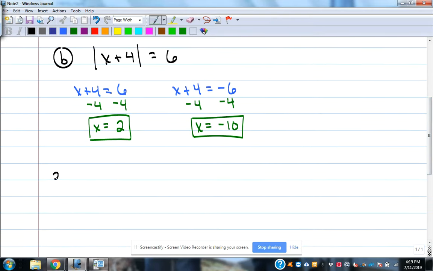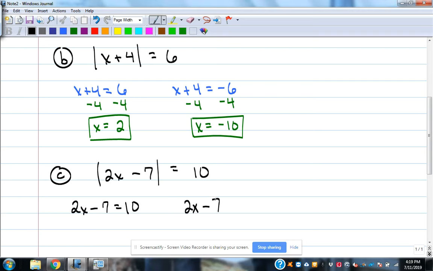Let's go to one that's a little bit more involved. Not too bad, but 2x minus 7 in absolute value is equal to positive 10. So again, we're going to set up two equations because the absolute value part is by itself, and it should be equal to 10. So it's either going to be on the number line at positive 10 or on the number line at negative 10. So that's how we're going to set up our equations. 2x minus 7 equals positive 10, and then 2x minus 7 is equal to negative 10. And we're going to solve each of those individually, and get two answers for this.